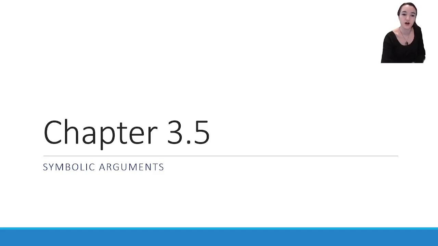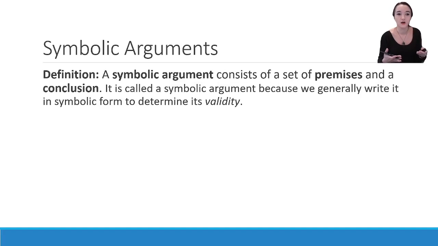Chapter 3.5, Symbolic Arguments. So in this chapter, we're finally going to take everything we've learned in making truth tables and understanding logical connectives, and we're going to start formulating arguments with it. We're going to use reasoning in order to come to conclusions and figure out whether those conclusions make logical sense.